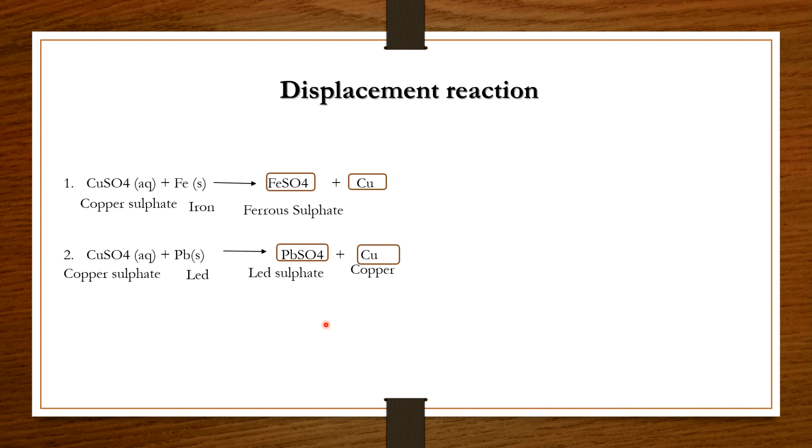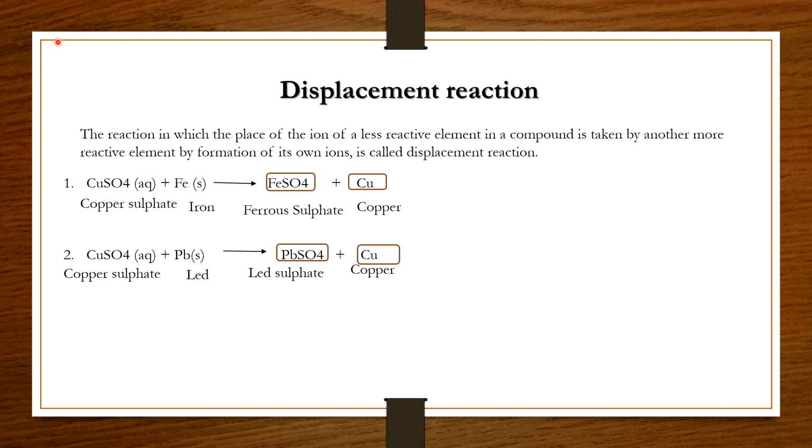So how to define this displacement reaction? The reaction in which the place of ions of a less reactive element in a compound is taken by another, more reactive element, and it forms its own ions, for example here FeSO4. So this is called a displacement reaction. That means the place of the less reactive element is taken by the more reactive element by formation of its own ions.